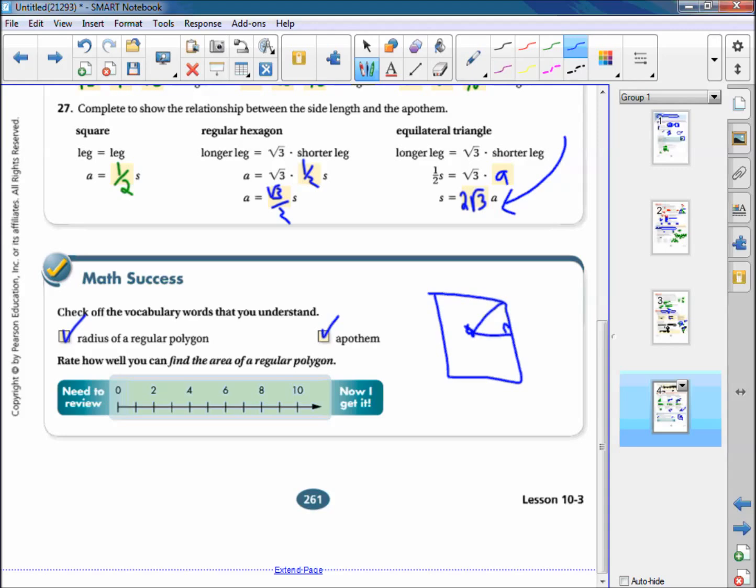Okay. And then rate how well you can find the area of a regular polygon. I'm guessing most of you are somewhere in here. It's a little tricky to find the length of the apothem. Okay, so you have to do some special math in there. Okay, we'll also have some trig to run into when we're finding it in class next time. So I'll see you next class.